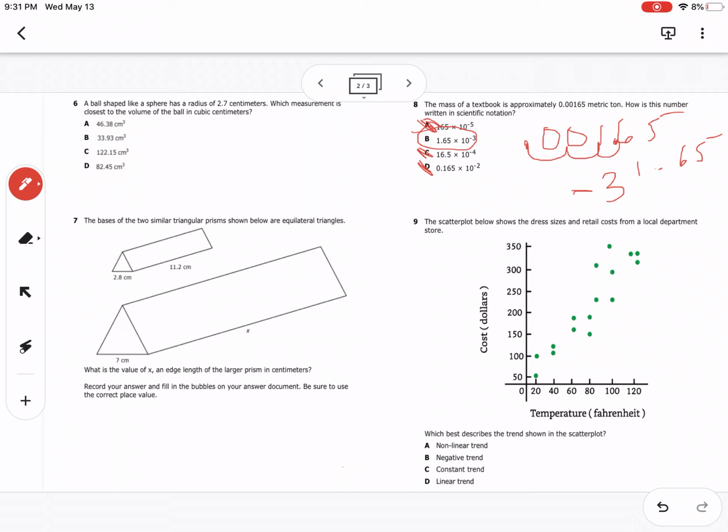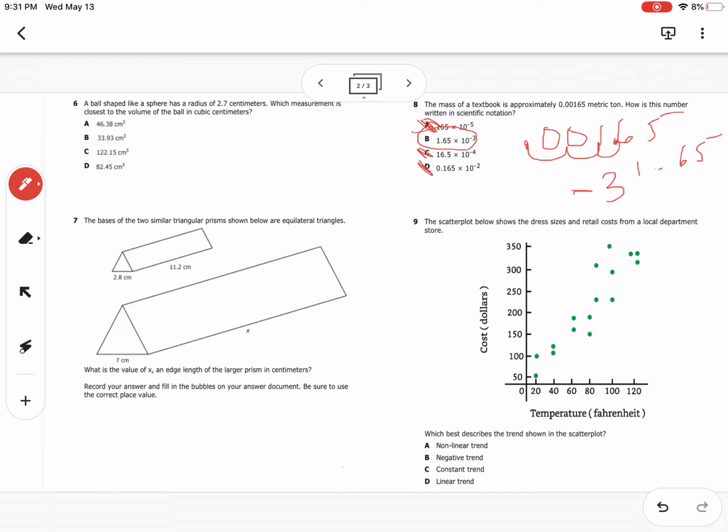Number 9. The scatter plot below shows the dress sizes and retail costs from a local department store. Which best describes the trend shown in the scatter plot? Okay, no math here, you just need to know your scatter plots.